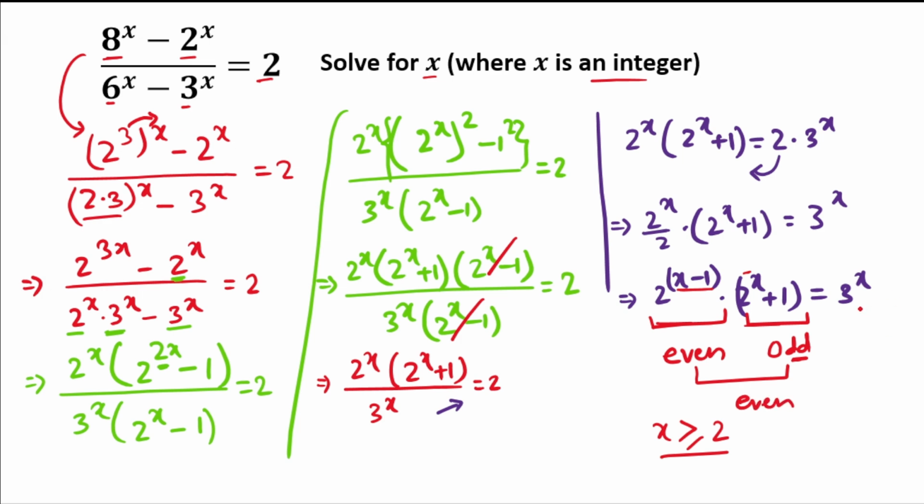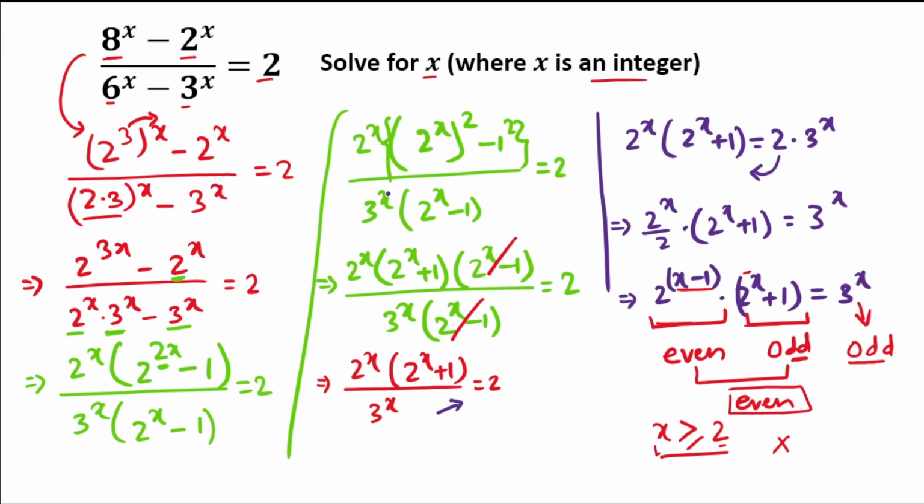Now on the right hand side we have 3 raised to the power x, so any positive power of 3 will be an odd number. So the right hand side value will be an odd number and the left hand side even. So a value of x that is more than or equal to 2 does not satisfy this expression, so we cannot take x as 2 or more than 2.